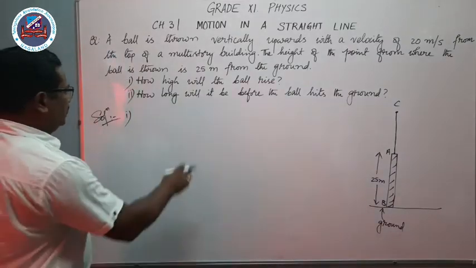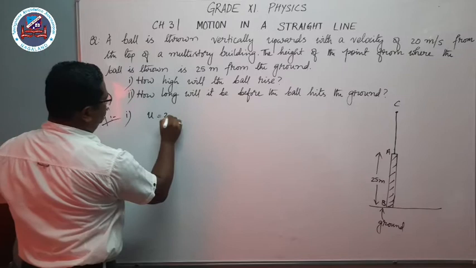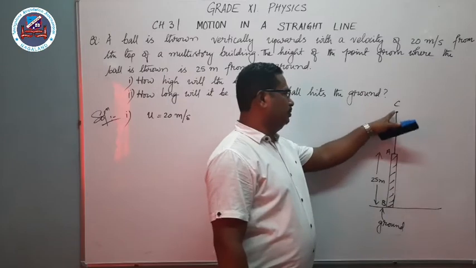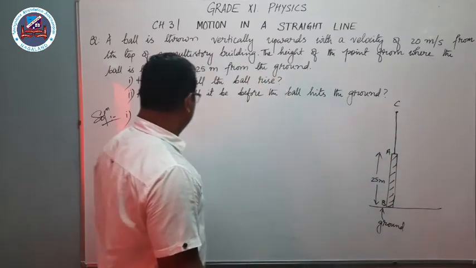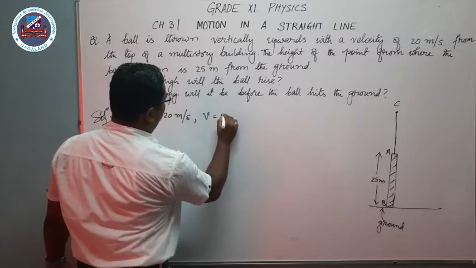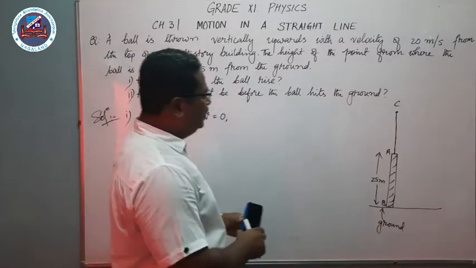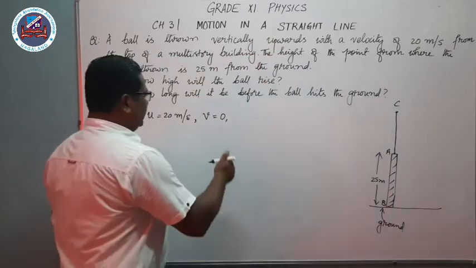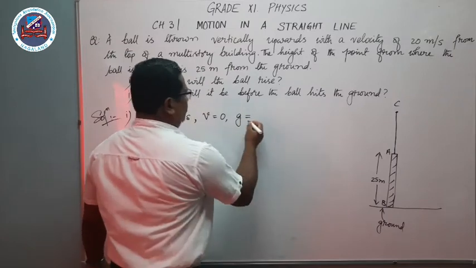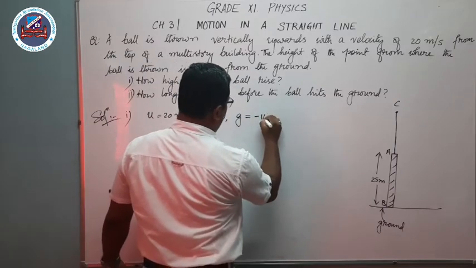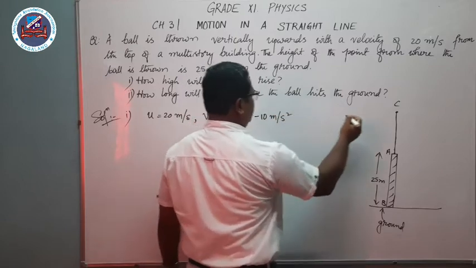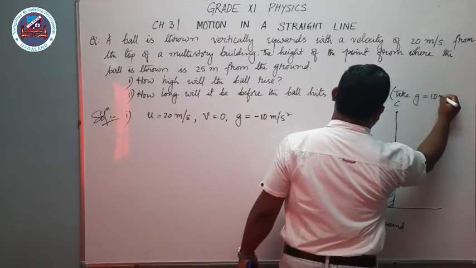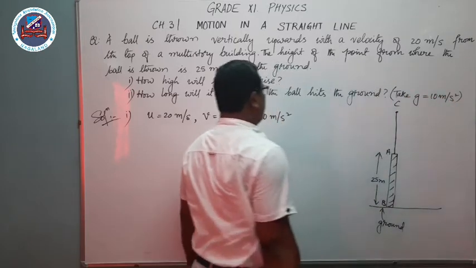Now in this case, the initial velocity u is given as 20 meter per second. We know that the final velocity will be 0 because when the ball will be thrown up, the ball will come to rest at point C. So final velocity v is equal to 0. Then when the ball is thrown up, it is going against gravity. So against gravity, the value of g will be minus, it's going up. So we'll take 10 meter per second square. It will be given here in the question. Take g is equal to 10 meter per second square, somewhat like this.